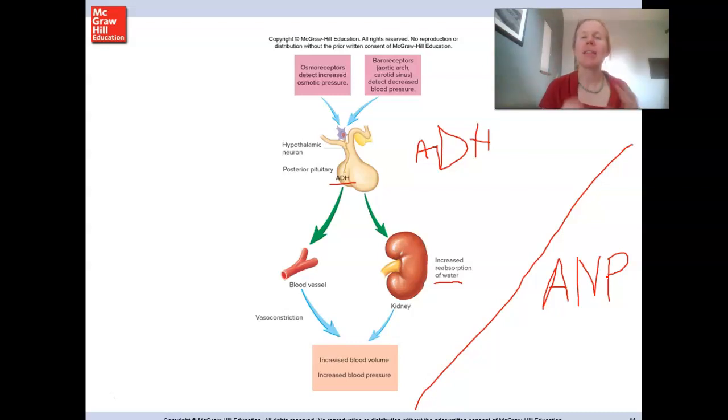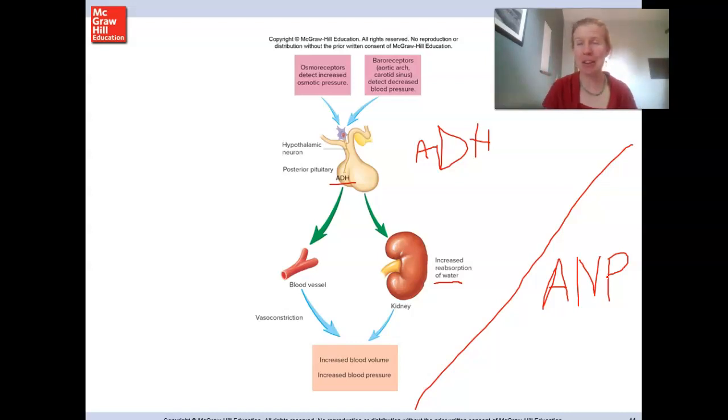But these natriuretic peptides are released when the heart gets overfilled. So if blood volume is high, blood pressure is high, and the heart stretches, the cardiac cells leak this atrial natriuretic or brain natriuretic peptide, and that is actually going to counteract antidiuretic hormone. Inhibit its release and tell us to pee out those excess fluids. So ANP actually is an antagonist. It works in the opposite direction.